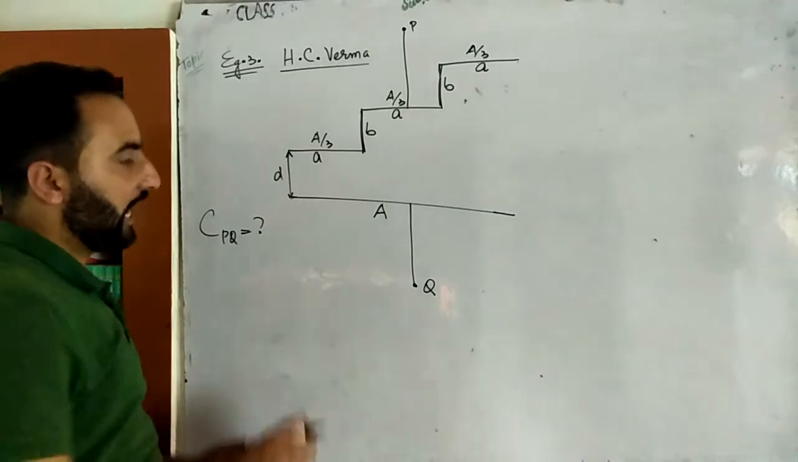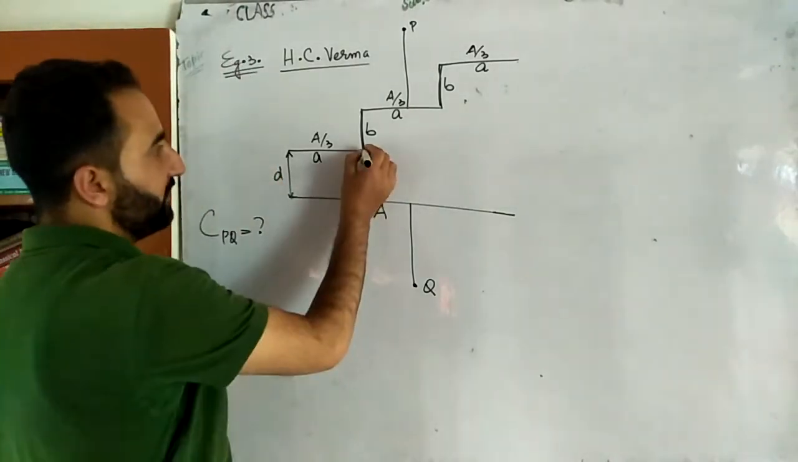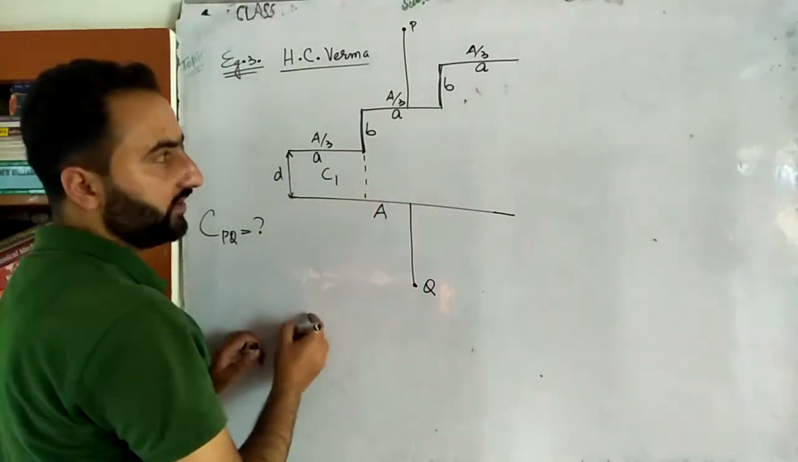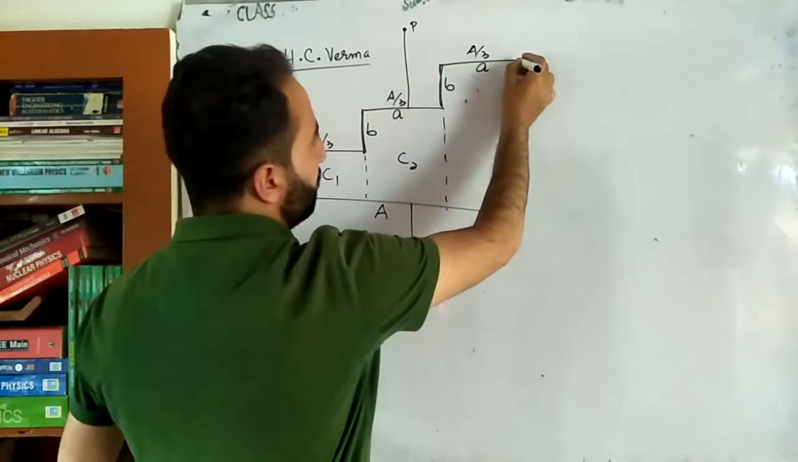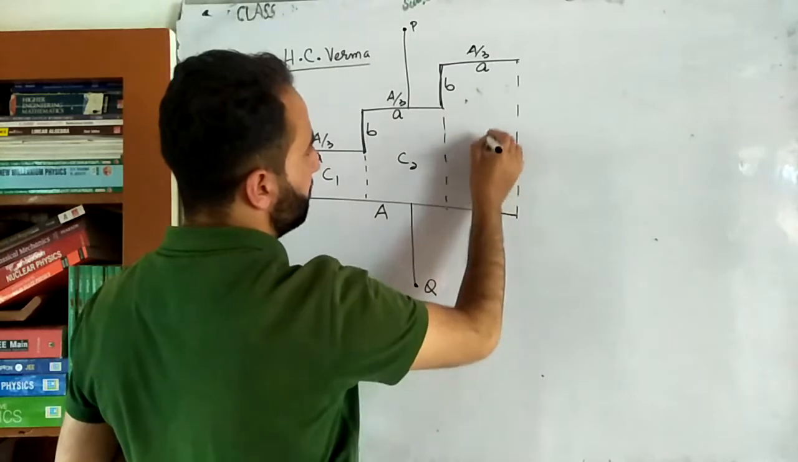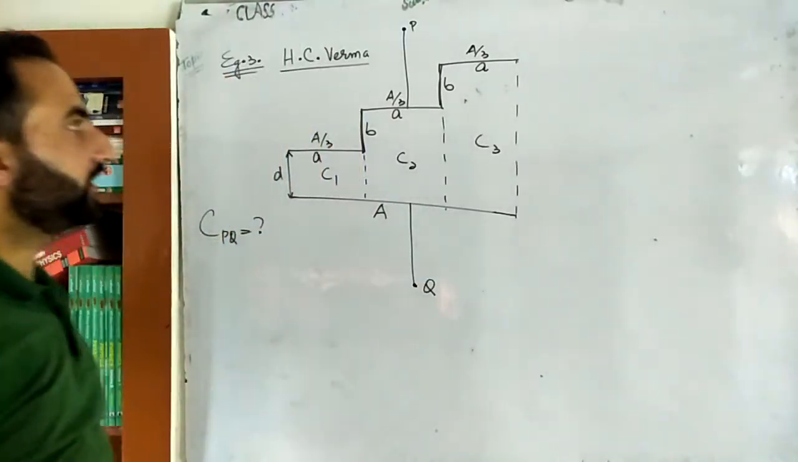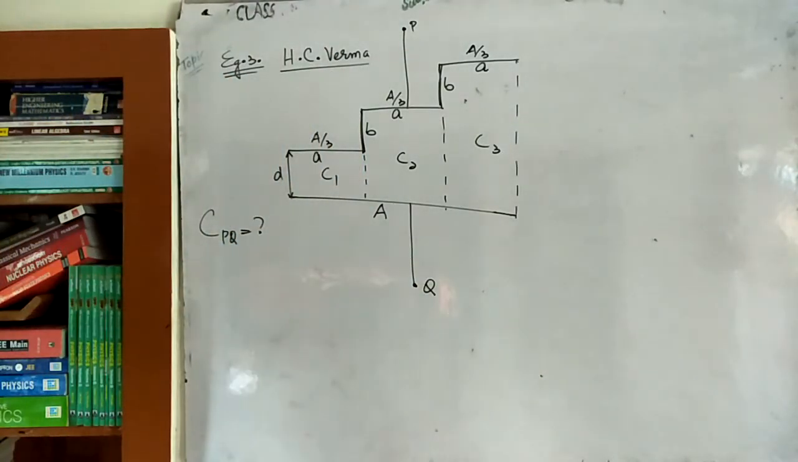Now what I will do is this, I'll break it into 3 different capacitors. So let's assume that this one capacitor is C1. From here to here it's another capacitor, that is C2. Then from here to here it's another capacitor, that is equal to C3. Okay, beta? So this is C1, C2, and C3.